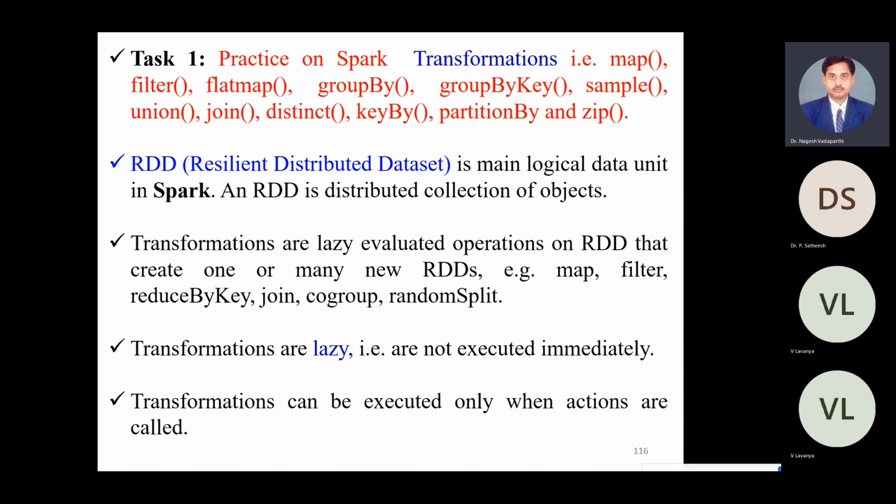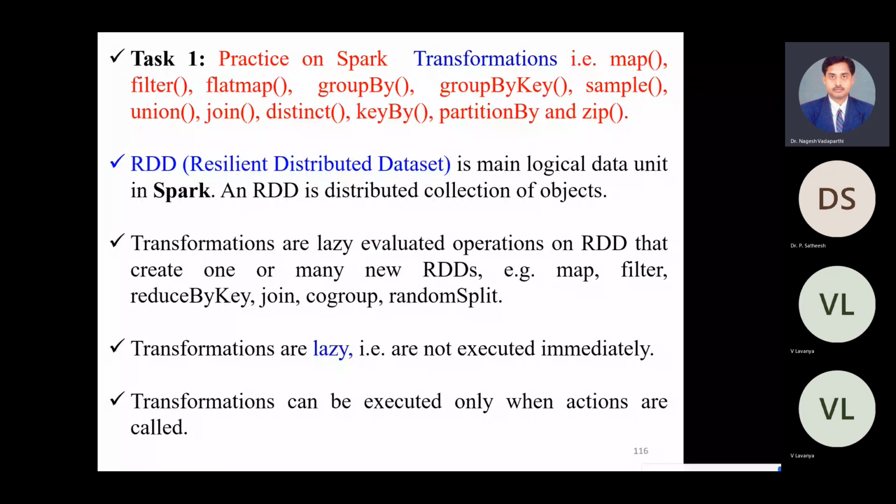So a resilient distributed dataset is the main logical data unit in Spark, and an RDD is a distributed collection of objects. Transformations are lazily evaluated operations on an RDD that create one or many new RDDs. Examples: map, filter, reduce by key, join, co-group, random split, etc. Transformations are lazy, that is, they are not executed immediately, because execution follows rules on priority or associativity.